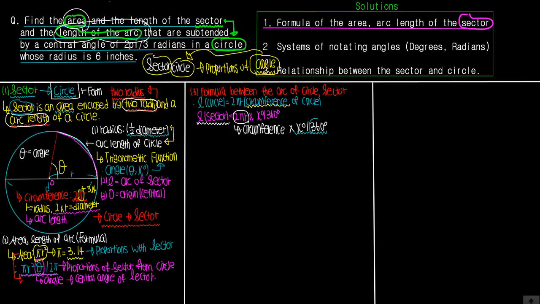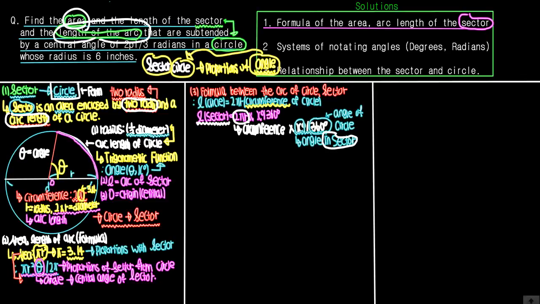The reason is that 360 degrees is the main angle of our circle, and x degrees will be the angle in our sector. So the angle in our sector over the angle of the circle means the proportion of the angle in our sector compared to the angle of our circle. So this is what it means by the angles of each geometry.